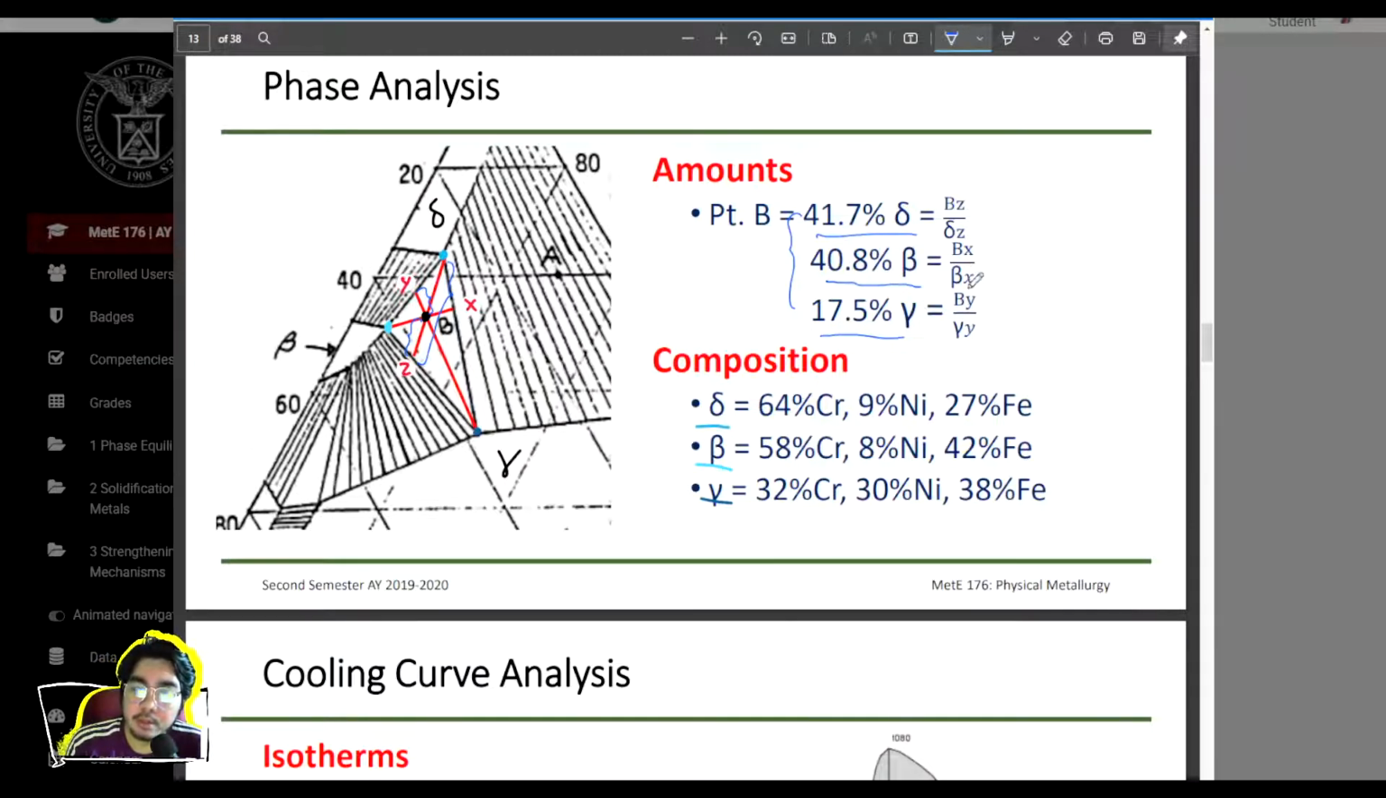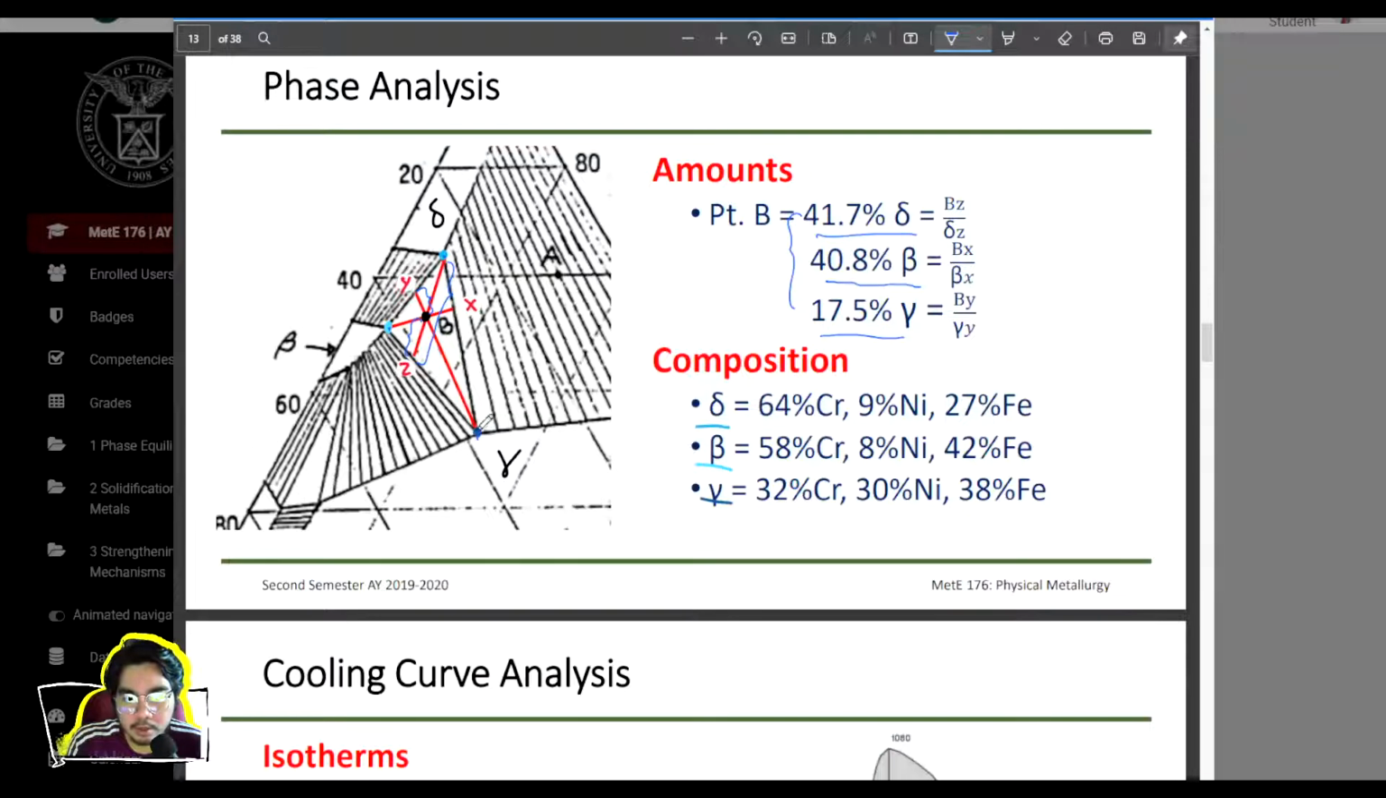But in phase analysis, we can also compute the compositions. If you want to get the composition, then you just get the composition of the apexes, or vertices. For example, for these vertices, you just determine their composition, like the regular ternary diagram identification. For example, this is zoomed in.